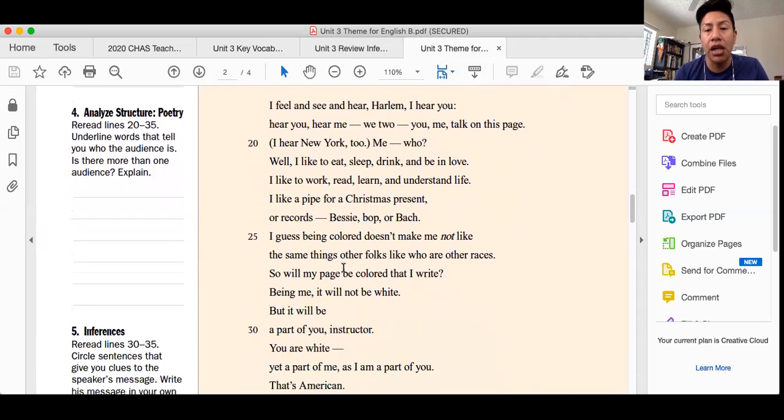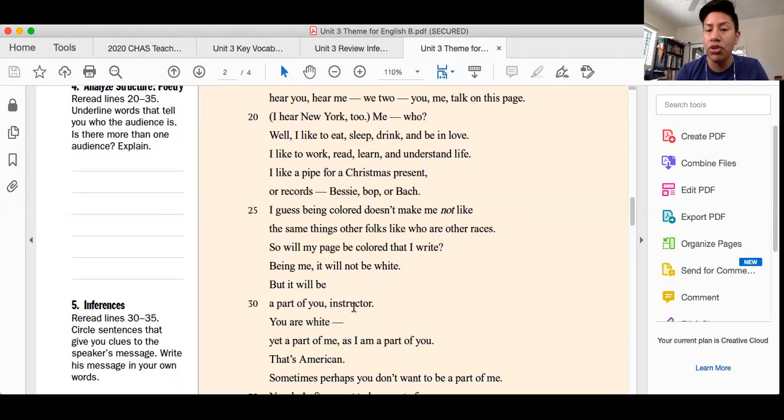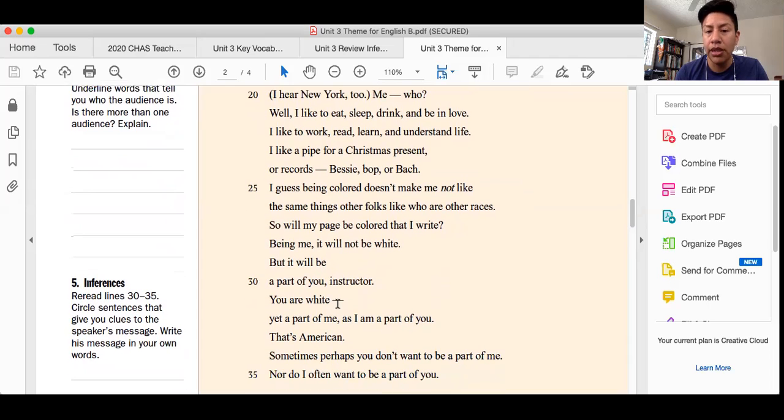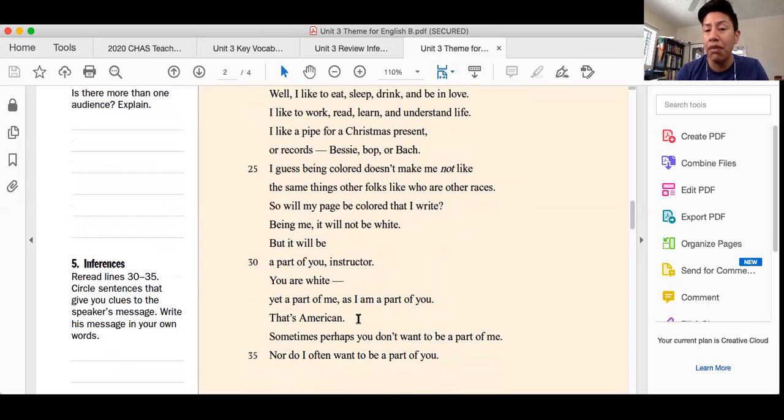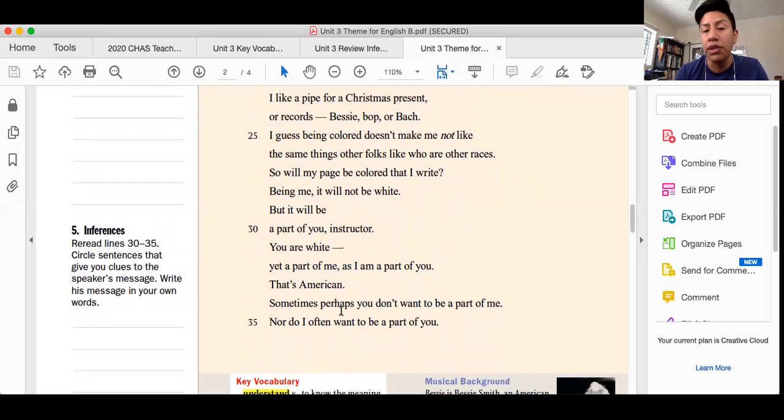I guess being colored doesn't make me not like the same things other folks like who are other races. So will my page be colored that I write? Being me, it will not be white, but it will be a part of you, instructor. You are white, yet a part of me, as I am a part of you. That's American. Sometimes, perhaps, you don't want to be a part of me, nor do I often want to be a part of you.